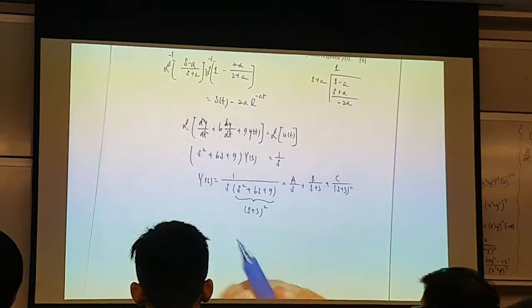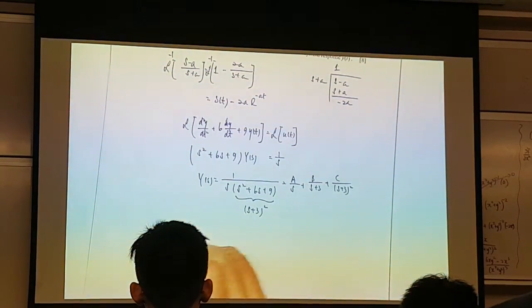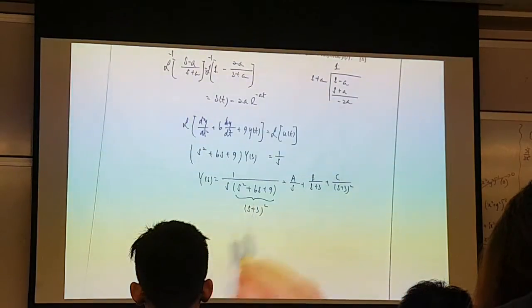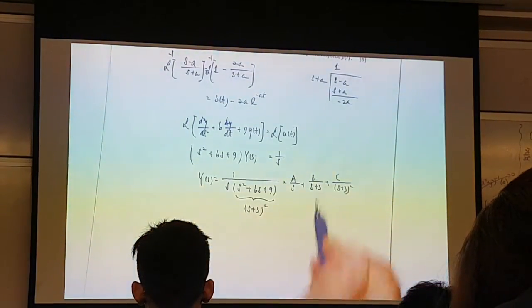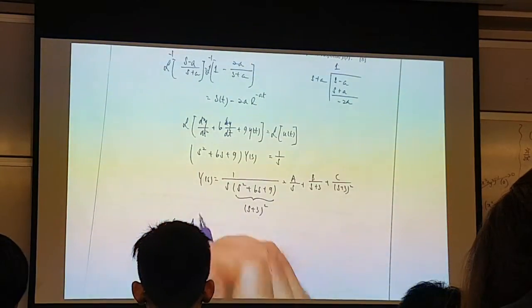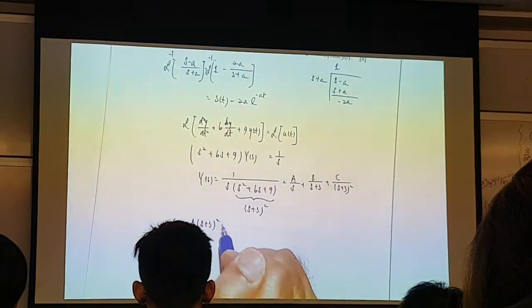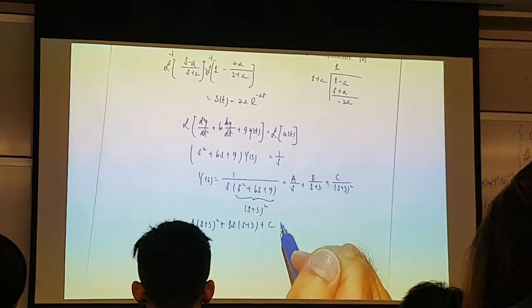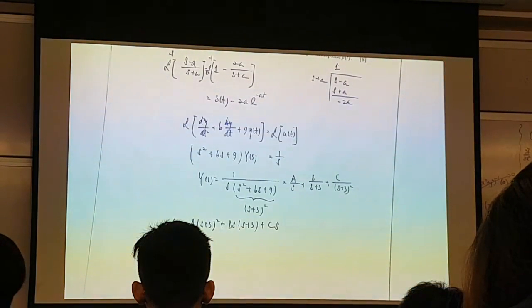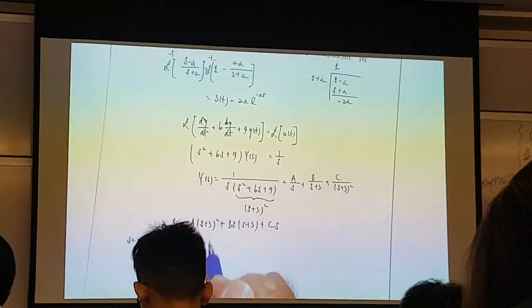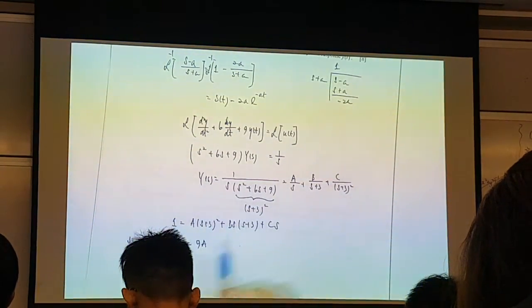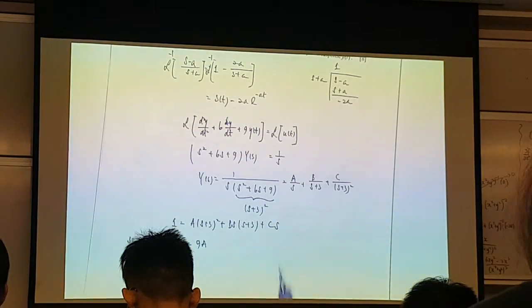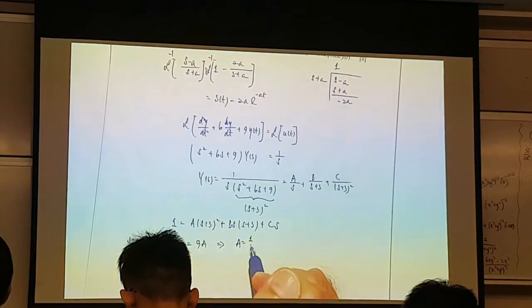Like what we mentioned before, you can actually try to work it out. The left-hand side of the equation is actually equal to 1. On the right-hand side, you have A times (s plus 3) squared plus B times s times (s plus 3) plus C times s. When you let s equal 0, you have 1 equals 9A, because this term drops off and this term drops off. So A is equal to 1 over 9.